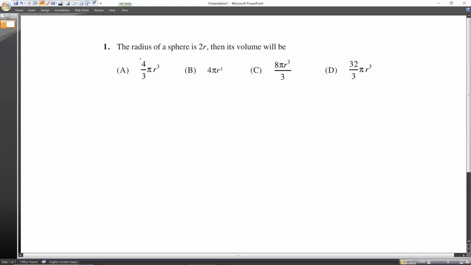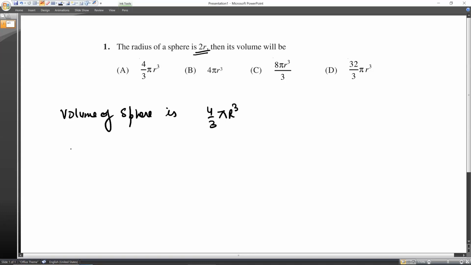Okay. So here is the question that the radius of a sphere is 2r. Then its volume will be, means actually radius of sphere. So volume of sphere I'm just going to write here. Write down the formulas of the sphere first. The volume of sphere is 4 by 3 pi r cube.